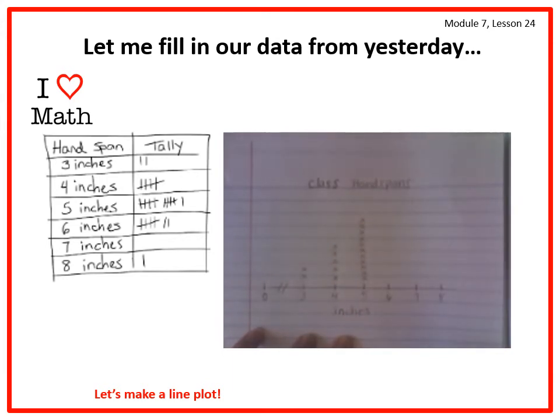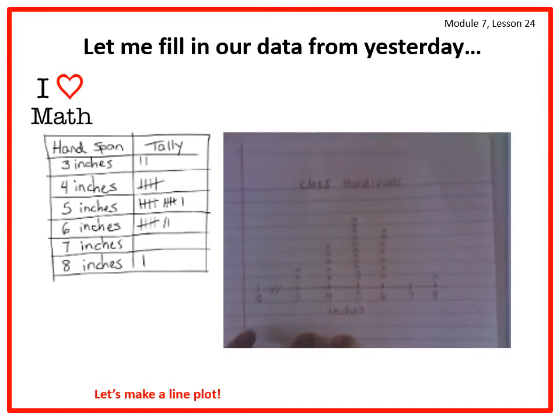For 6, we have 7. 1, 2, 3, 4, 5, 6, and 7. For 7, do we have any for 7? Nope, so we just leave it alone. For 8, we have 1. And we have just completed our line plot. How cool is that? Now we're ready to answer questions on our data.